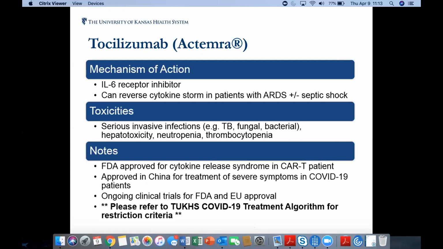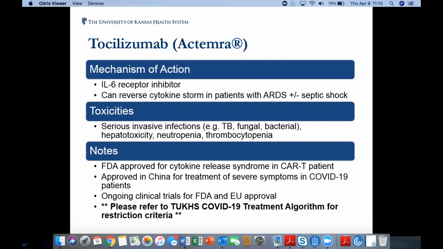For most of these patients, they'll receive 1, maybe 2 doses. So unlikely that this will manifest in an overwhelming majority of patients, but definitely something we need to keep in mind. This is a drug that is FDA approved for treatment of cytokine release syndrome in CAR T-cell patients. It's also approved in China for the treatment of severe symptoms in patients with COVID-19. And so this was an observational study. I'll show you the results in an upcoming slide, but an observational study done in 21 patients.